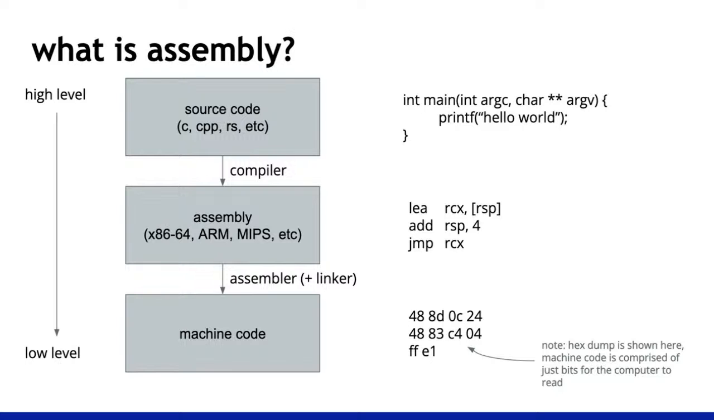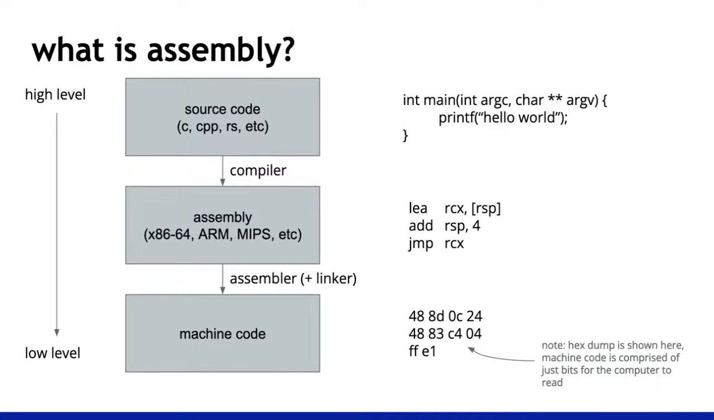Okay, so we know how assembly comes out. And then after that, assembly is passed through something called the assembler. And then that's going to be translated from text, something that we can read, into machine code, something that the computer itself can read.